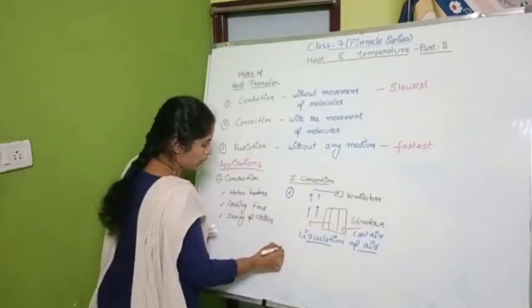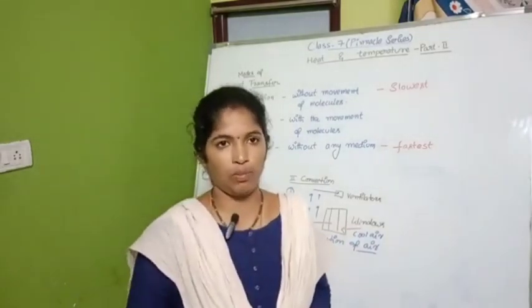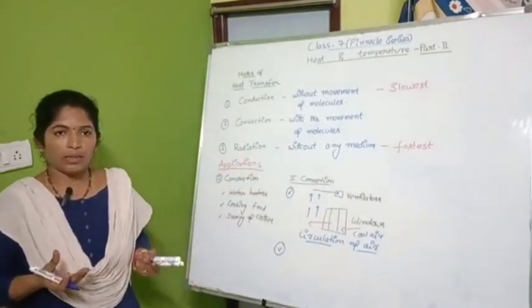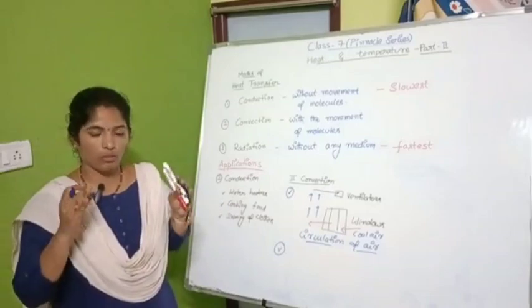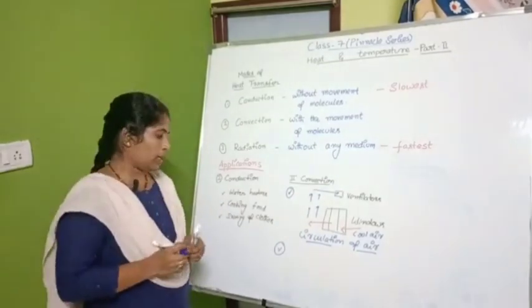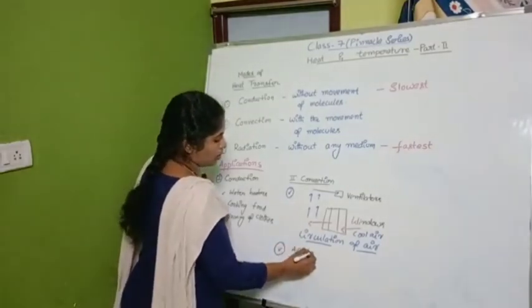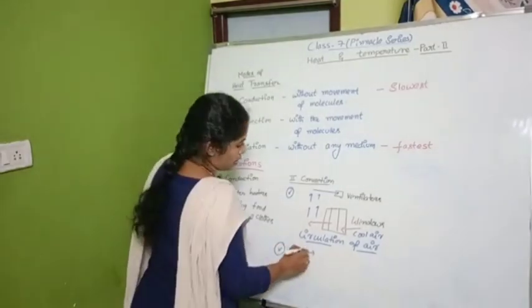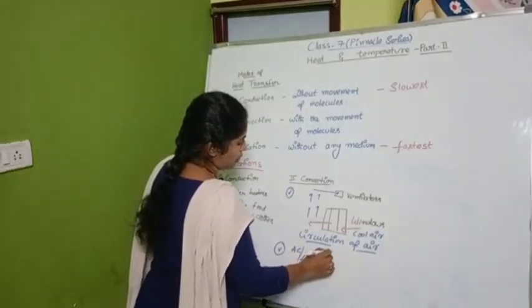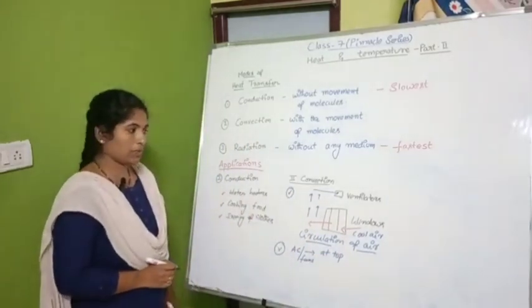Nowadays we have ACs. Why are ACs fitted at the top? Same reason. The hot air will be lighter, it will move up, and the cold air will be heavier, it will move down. So that's why ACs and fans are fitted at the top level of the room. These are the applications of the convection.